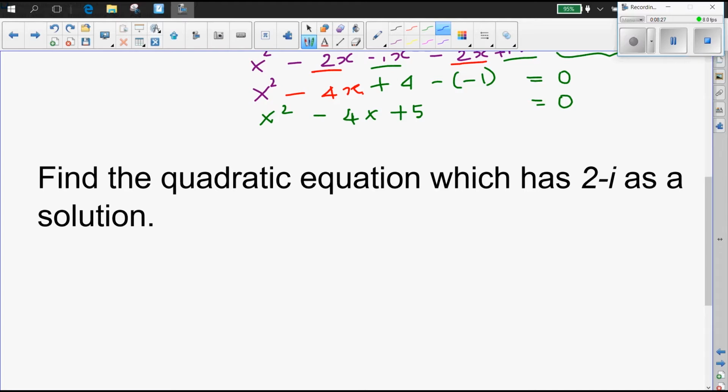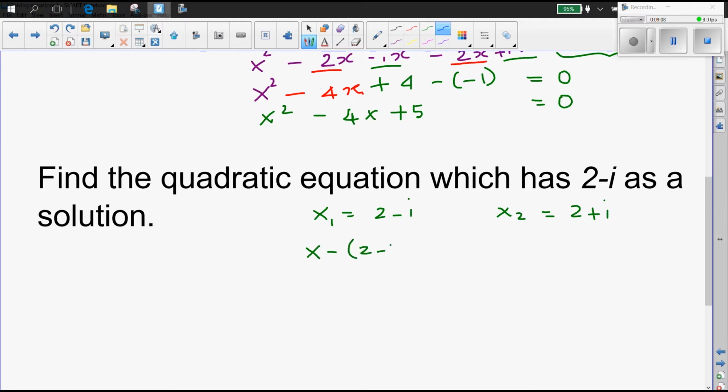We're now going to have a quicker, shorter method. So we start the same way. I've just copied down the question again, which asks us to find the quadratic equation, and we know that x equals 2 minus i is one solution. We know that x1, the first solution, is 2 minus i, and so my second solution will be 2 plus i. Because my solution is a complex number, the second solution will be its complex conjugate.